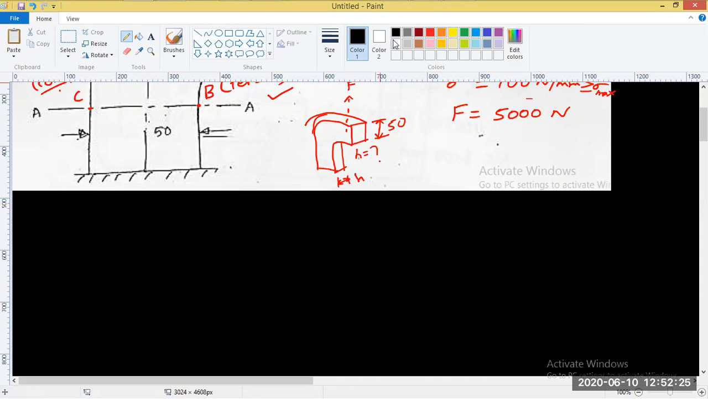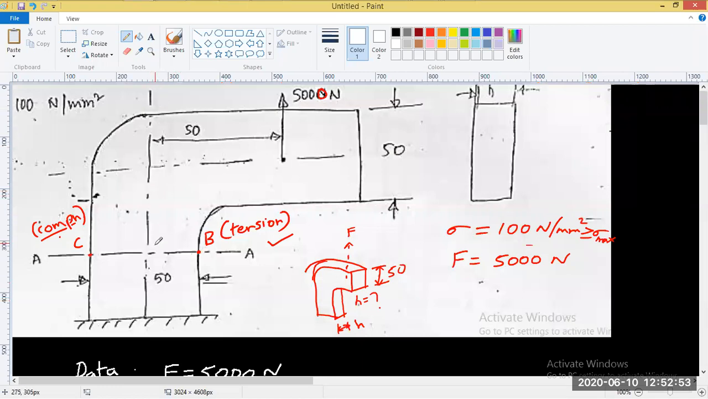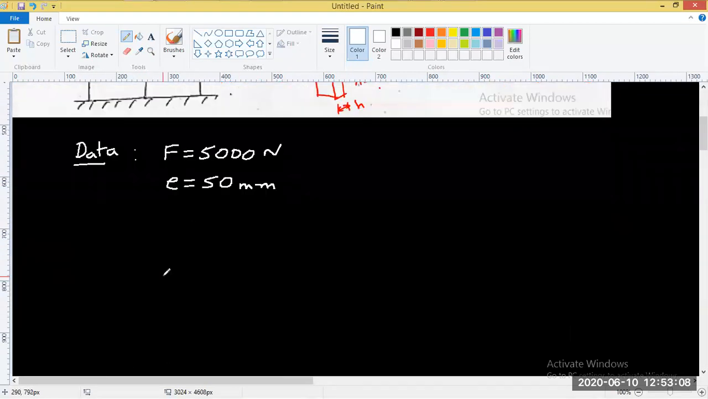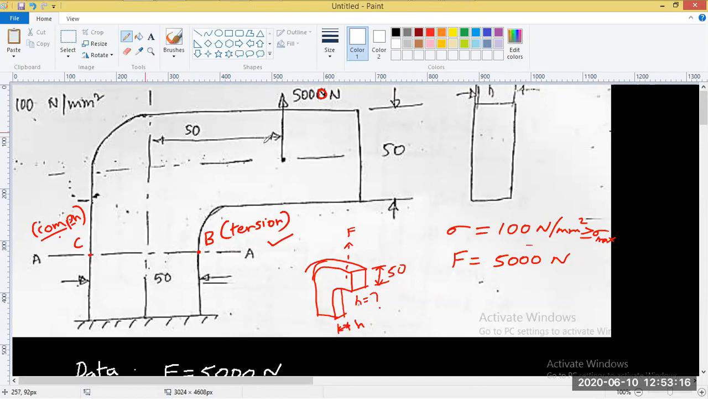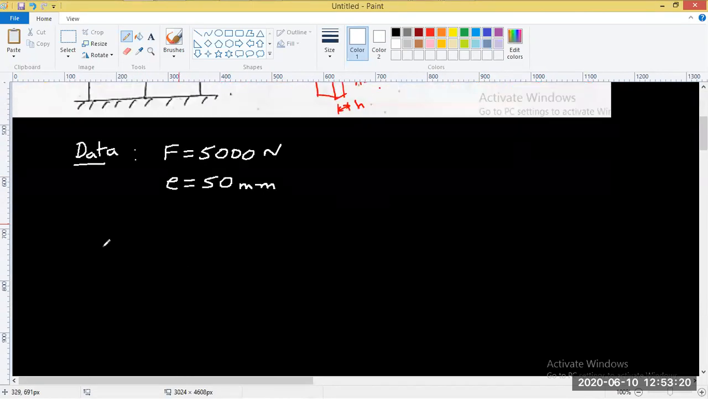So the data is: we need the load F, which is 5,000 newtons, given. Then e is the eccentricity, at 50 mm. I'm writing e directly here because you see it is given for the centroid itself. In the previous problem we had a different cross section, so it was difficult for us to find the eccentricity. This is the cross section of this particular bar, and since the centroid is already given, which is half of this distance, that means it is 25 or something. So we already know the eccentricity. No need to worry much, right?